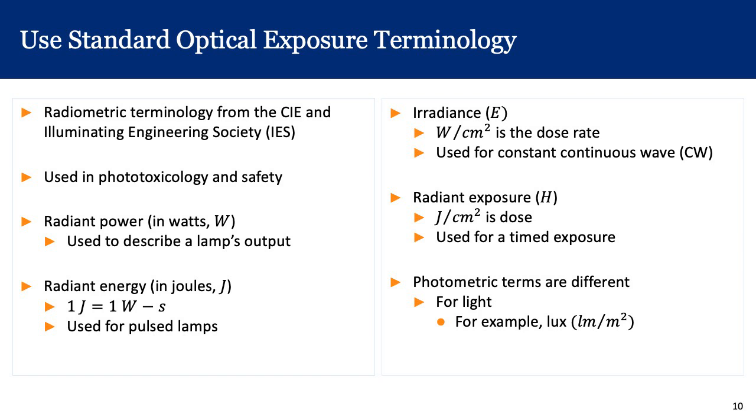There are a lot of specialized terms that are used when we're talking about optical radiation, such as visible, infrared, and ultraviolet, in laser safety, in these different fields. And I'll just go over these briefly. The radiometric terms are normally standardized by the International Organization for Standardization, the Illuminating Engineering Society, and the International Commission on Illumination, the CIE. And they're used in photomedicine, phototoxicology, safety, and in applications of optical radiation and light.